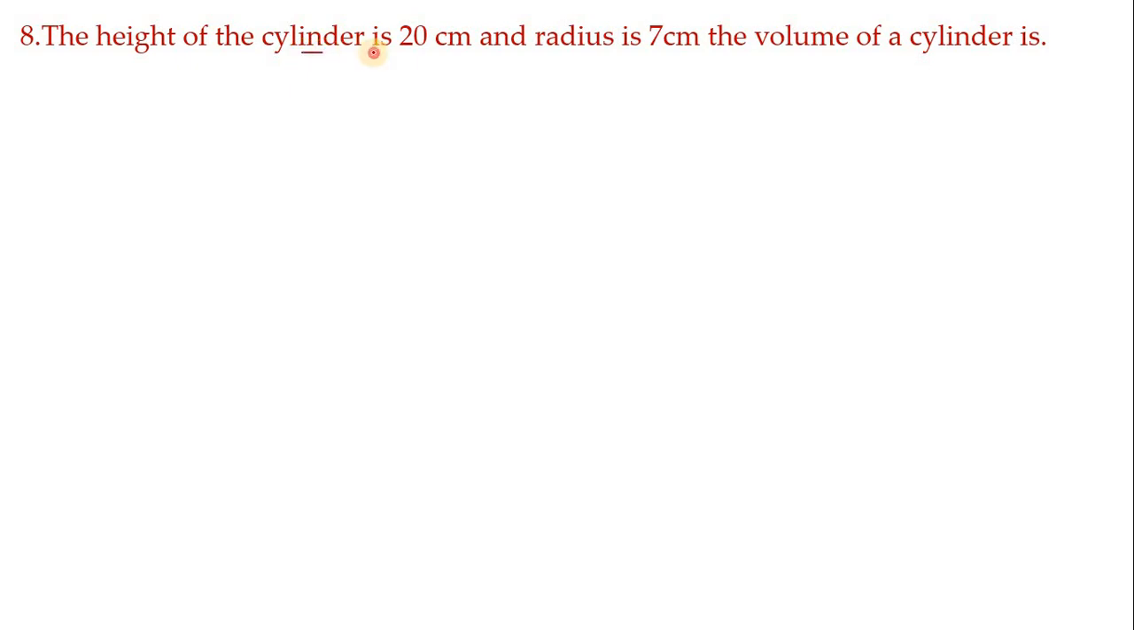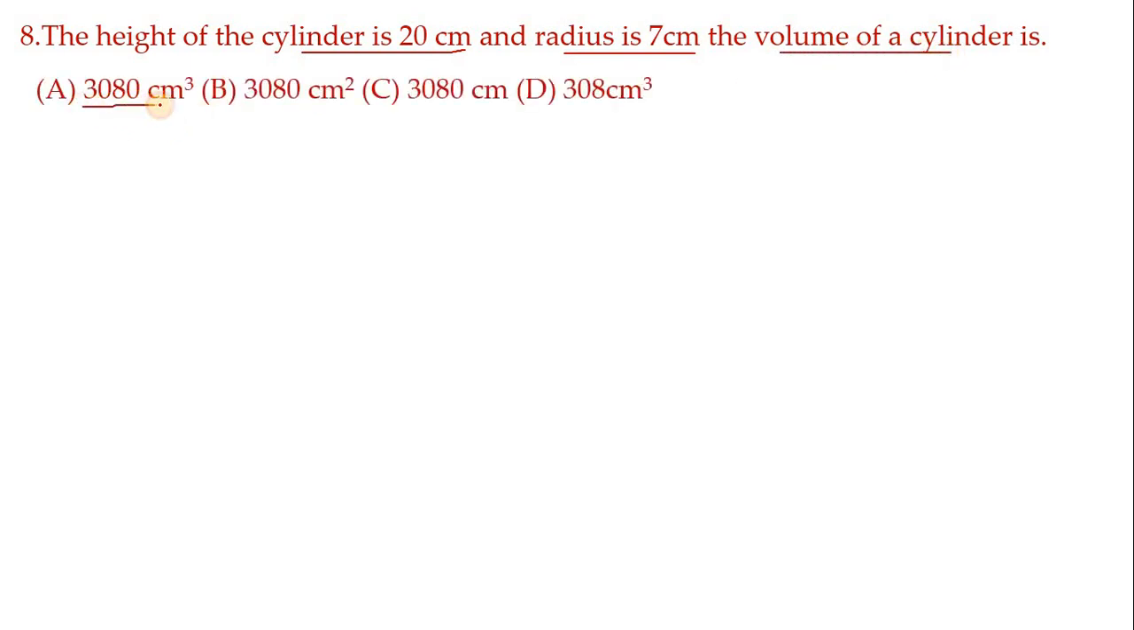The height of the cylinder is 20 centimeter and radius is 7 centimeter. Volume of cylinder is: 3080 centimeter cube, 3080 centimeter square, 3080 centimeter and 308 centimeter cube. Children, without solving this problem, we can delete some options because here we want to find volume of cylinder. This unit is in centimeter and this unit is in centimeter square. Volume will be in centimeter cube in this problem. So hence these two cannot be the answer.